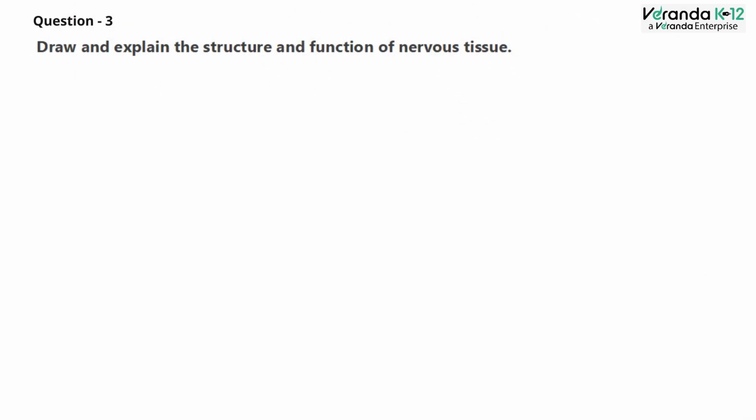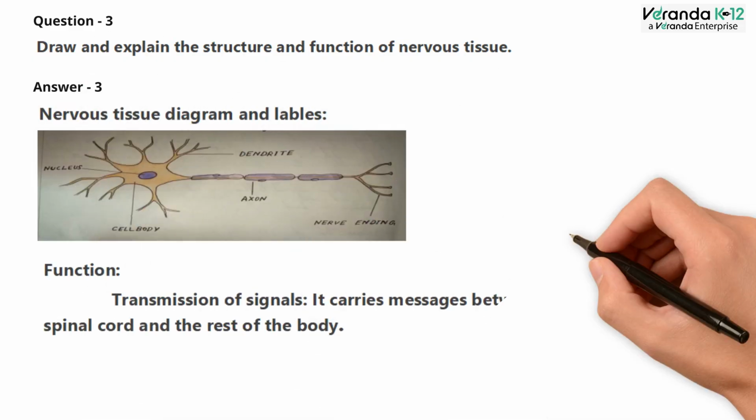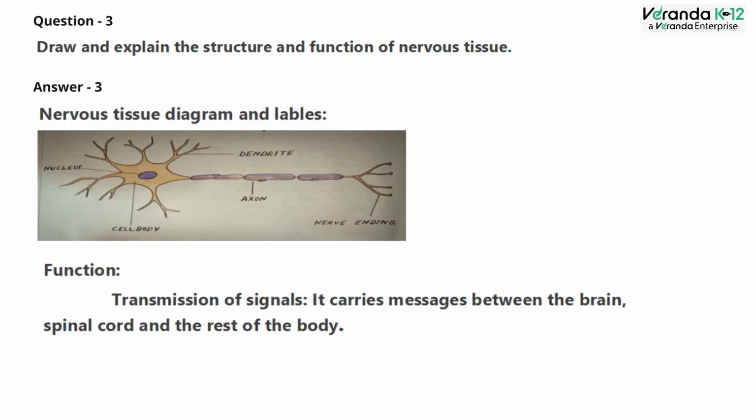Question number 3. Draw and explain the structure and function of nervous tissue. Answer. You should draw a neat diagram of nervous tissue and label it. Function is transmission of signals. It carries messages between the brain, spinal cord and the rest of the body.